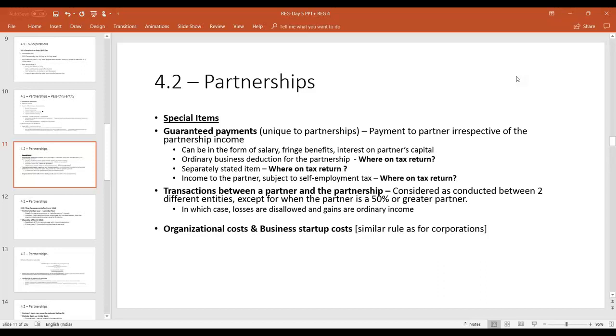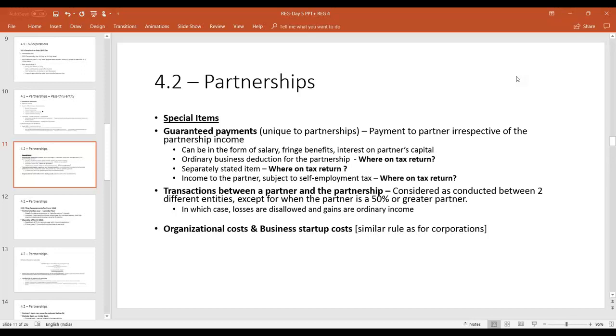Now, transactions between a partner and the partnership are generally considered transactions between two different entities, except when the partner with whom the partnership is transacting is a 50% or greater partner. In such cases, if there is a loss involved in the transaction, that is disallowed and gains are ordinary income. So if there is a more than 50% partner, remember, there's a disadvantage when there's a transaction. Basically, it's treated as a related party transaction where the losses are disallowed and the gains become ordinary income.